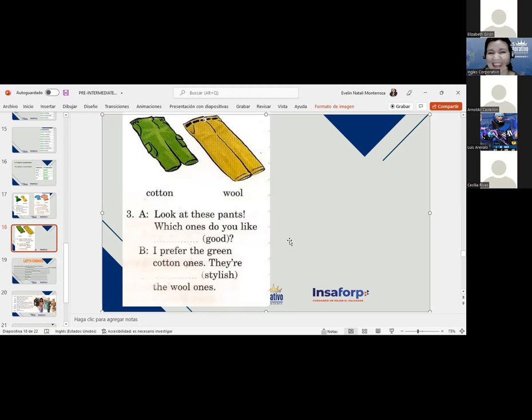The more good. What is the comparative for good people? Gooder. Better. Espérame, ¿dónde está mi diccionario? Acaba de morir. Ah, come on. ¿Dónde está el chilillo? Better. Ponga la mano así. El chilillo.